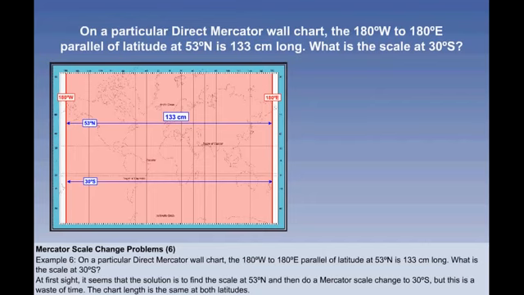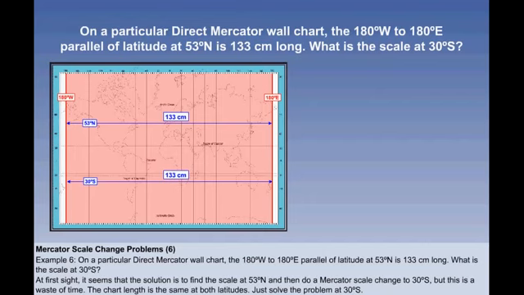The point is that if the east-west chart length is 133 centimeters at 53 north, then it is also 133 centimeters at 30 south. On a Mercator chart, the scale changes with latitude, and the departure between two meridians changes with latitude, but the chart length does not. The meridians are parallel. Just solve the problem at 30 south. Find the departure between 180 degrees west and 180 degrees east at 30 south.